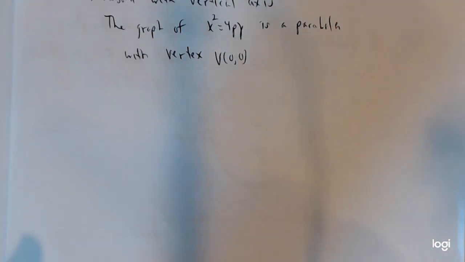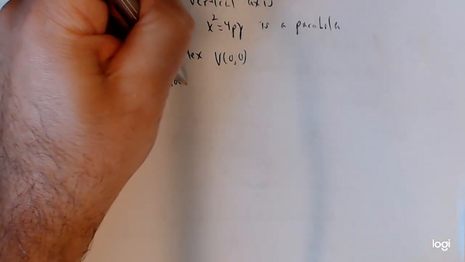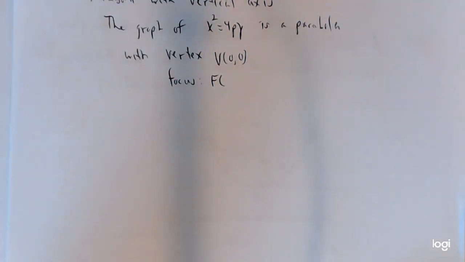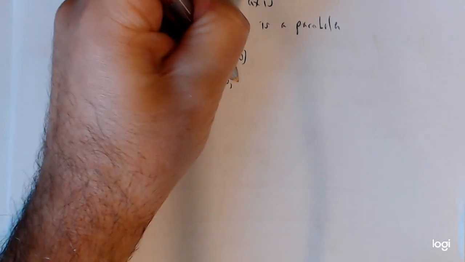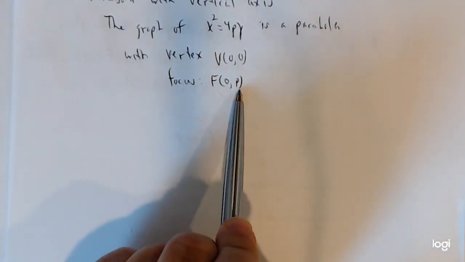In fact, we kind of do everything with transformations anyway. So that's the vertex, and then we have our focus. And where would the focus be? The focus, if you remember, we said is at (0, p). And if you remember, that was the distance I had to travel from the vertex to get to the focus.